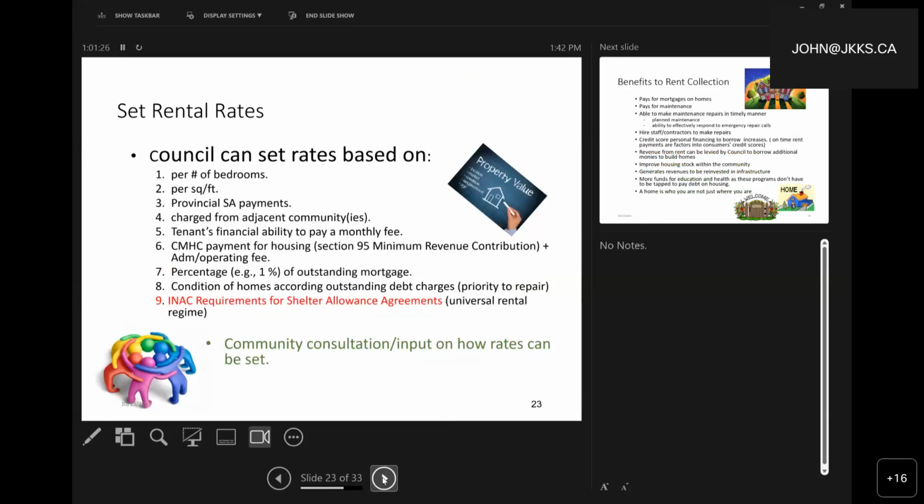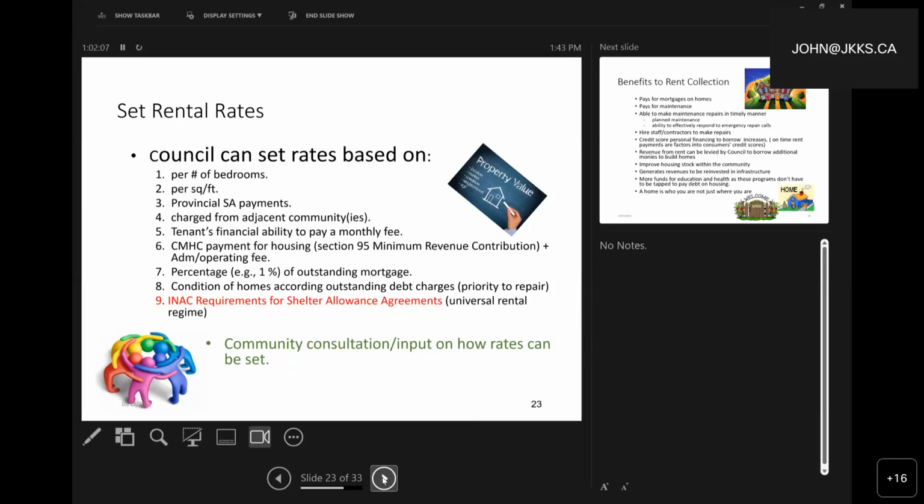So the question is, how do you set rent? How do you determine how much a rent should be? I've established there's about 9 ways you can set rent. One, you can do it by the number of bedrooms. You can do it by square footage. You can do it based on the provincial SA rates. So if you're a family of 4, and it's $850, we can use that number.